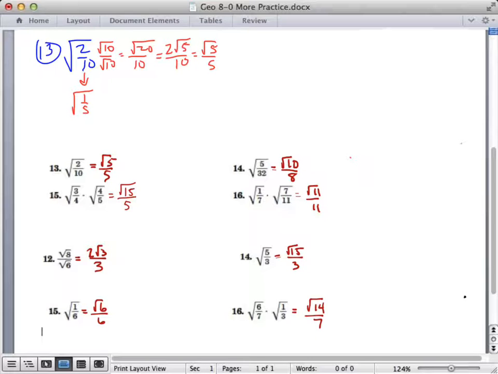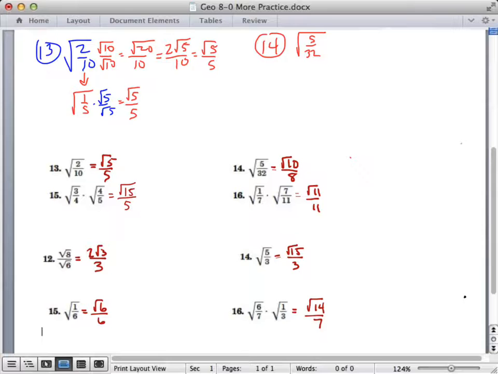If we had reduced at the start, 2 over 10 is equal to 1/5, so the square root of 2/10 is equal to the square root of 1/5. Now we just multiply by the square root of 5 over the square root of 5, and we get our answer so much quicker. Reduce, reduce, reduce. Look at number 14 with me.